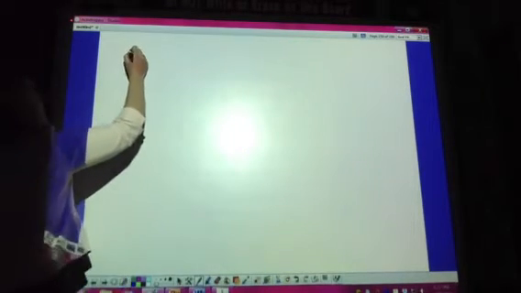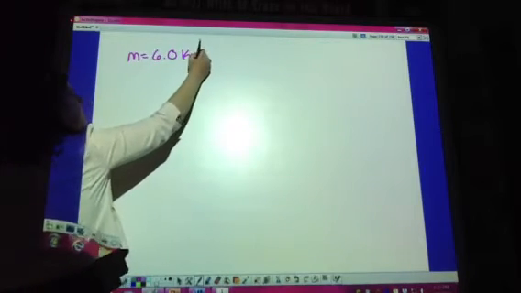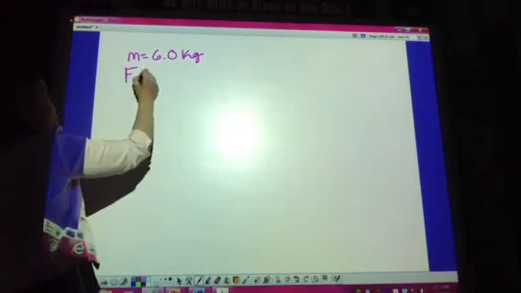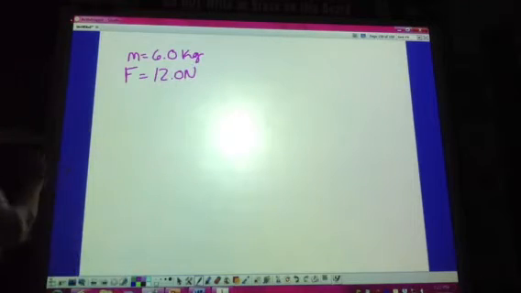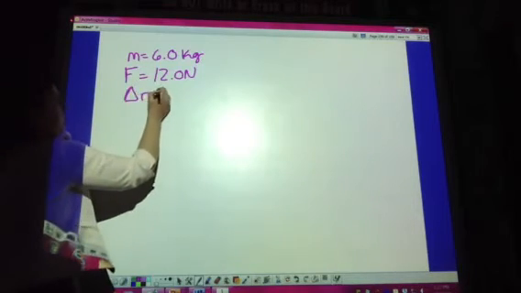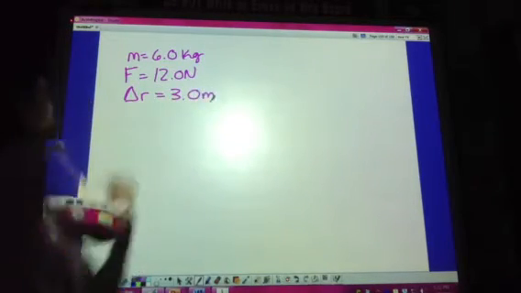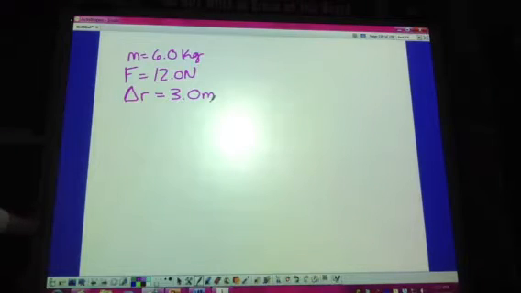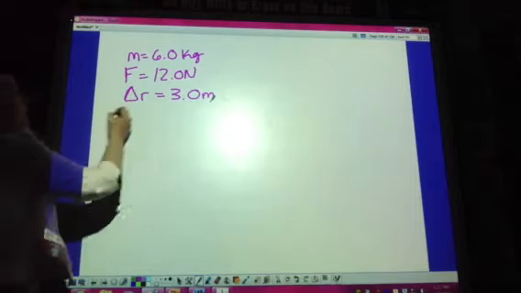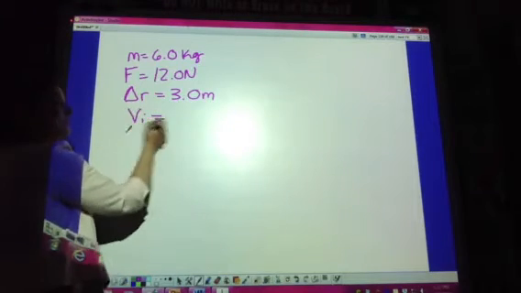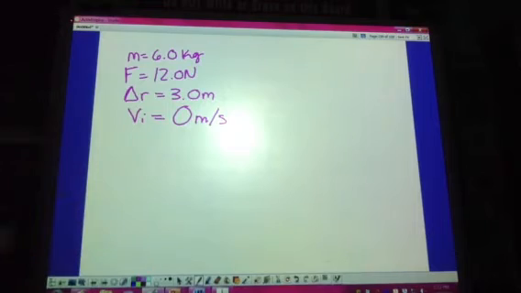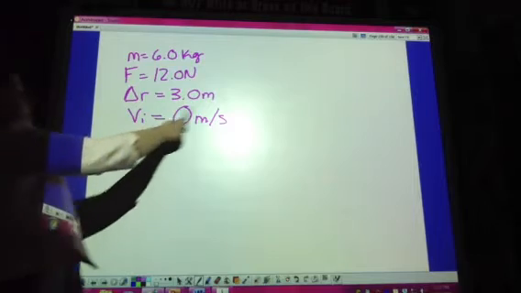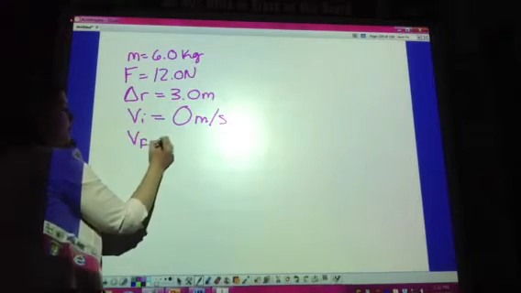On this problem, they gave us a mass, which was 6 kilograms. They gave us a force, and that was 12 newtons. They gave us a displacement, so our delta r vector was 3 meters. What else did they give us? I think that's it. Oh, we also know that the initial speed was 0. And ultimately, the question is saying, find the block's speed after it has moved these 3 meters. So that means I'm trying to solve for v final.